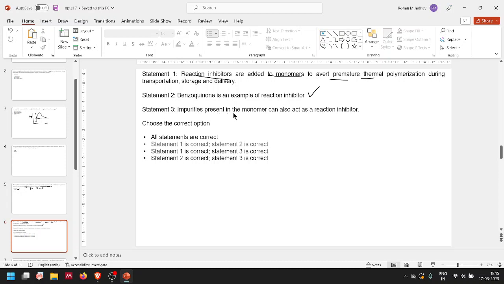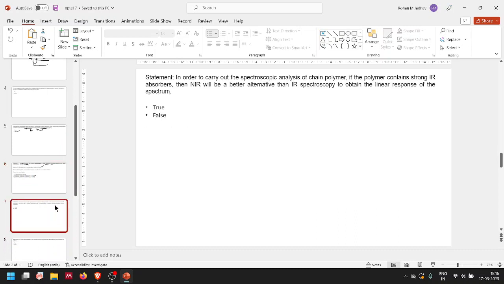Next, we have: impurities present in the monomer can also act as a reaction inhibitor. The impurities present in the monomer can either act as a reaction inhibitor or might not act as a reaction inhibitor. That's why that statement is a bit ambiguous, because impurities might also aid the monomer in propagating the reaction quickly. So that's why statements one and two are correct with almost utmost certainty.